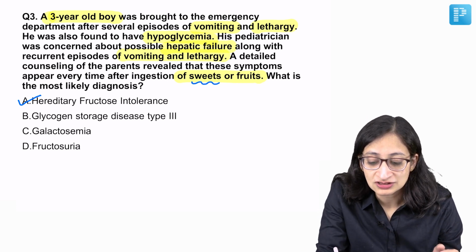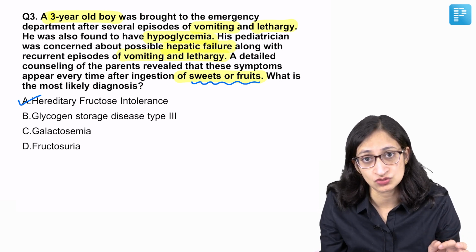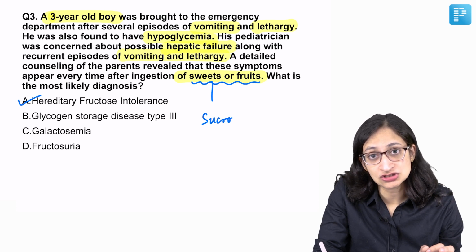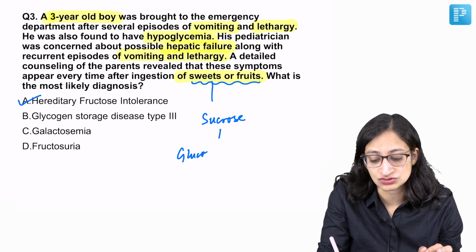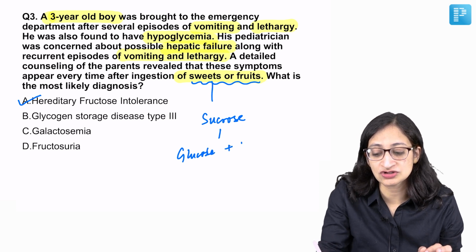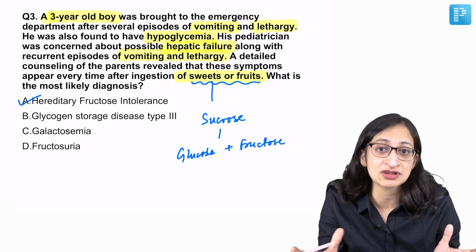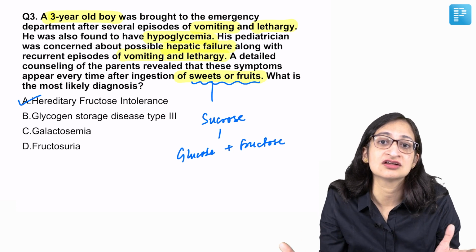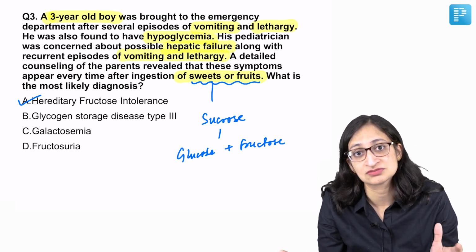Because it is mentioned that these symptoms typically appear on taking sweets or fructose. Sweets will contain sugar. Sugar means sucrose, right? And sucrose consists of glucose and fructose. Now, in hereditary fructose intolerance, Dr. Smily will be telling us more about the biochemical basis. But as we can make out from the name itself, the patient will not be able to digest fructose and will have manifestations because of that.